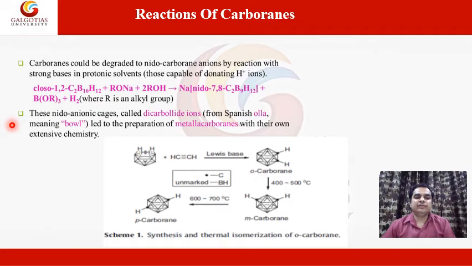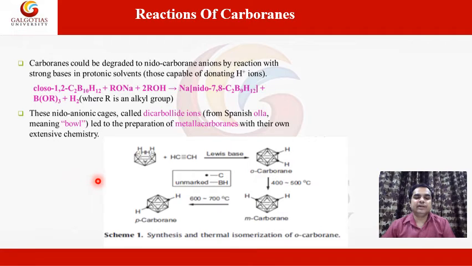Another point: these nido anionic cages are called dicarbollide anions, from the Spanish word olla, which means bowl. They lead to the preparation of metallocarboranes with their extensive chemistry.